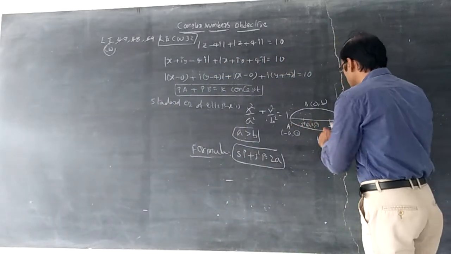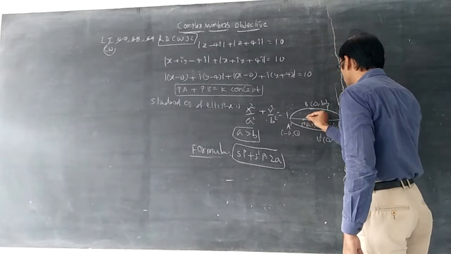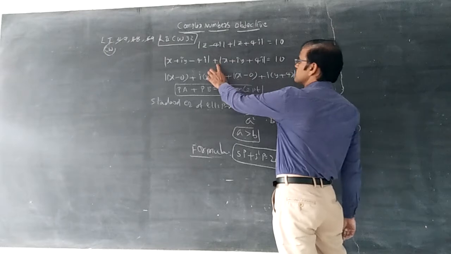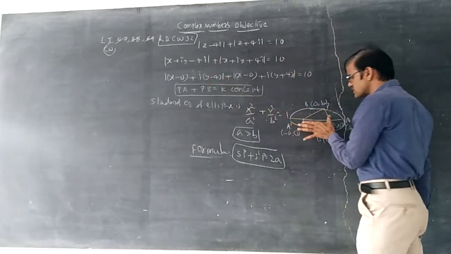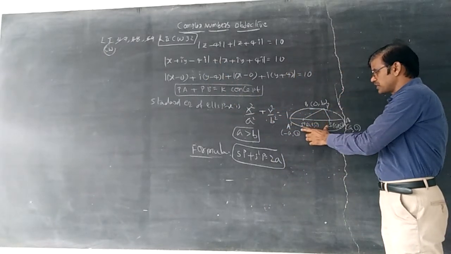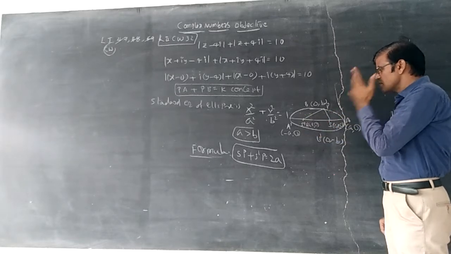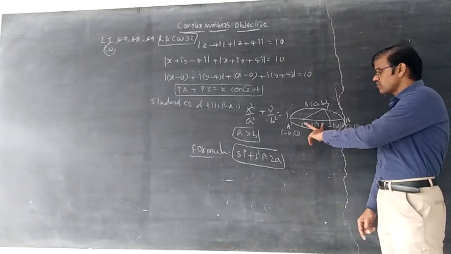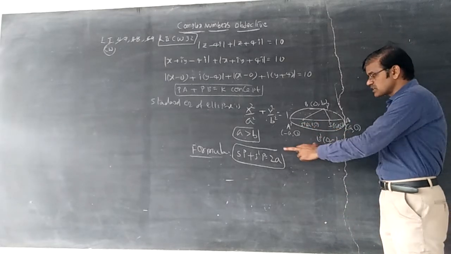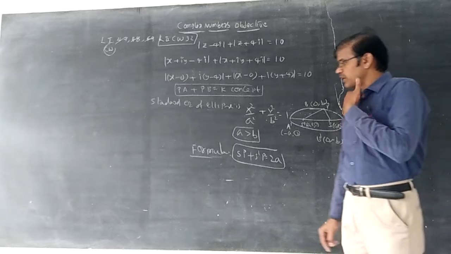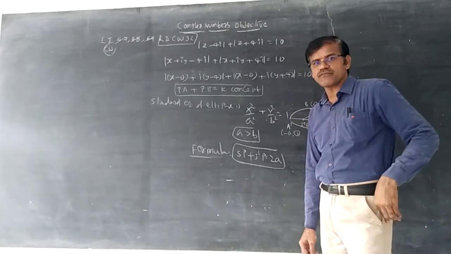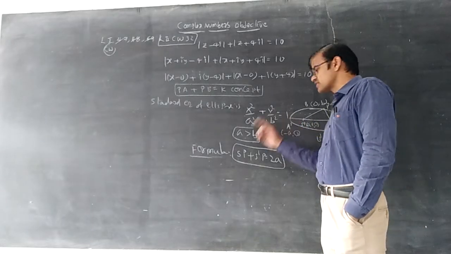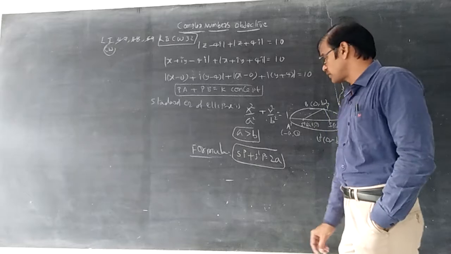What does P mean here? P is any point, like this. The sum of distances from two fixed points is constant. Here S and S dash are fixed points. If the sum of distances from two fixed points is constant, the locus is called an ellipse. While if it is the difference of distances from two fixed points, the locus is a hyperbola.